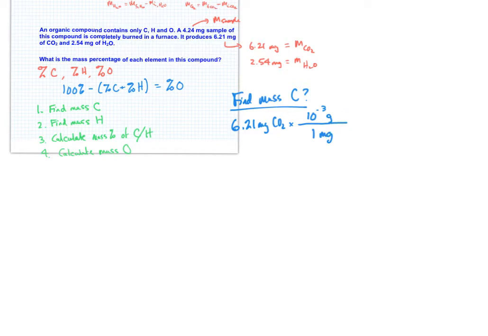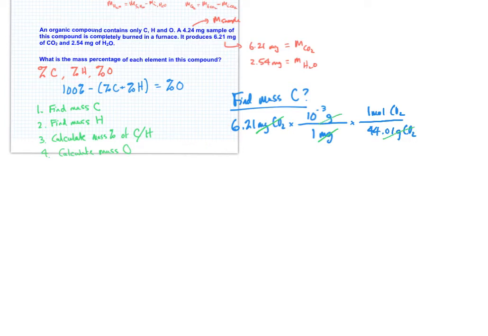Okay? So I can cross off milligrams and I'll have grams of CO2. Now my next step is going to be, I want to find the number of moles. So 1 mole of CO2 for every 44.01 grams of CO2.